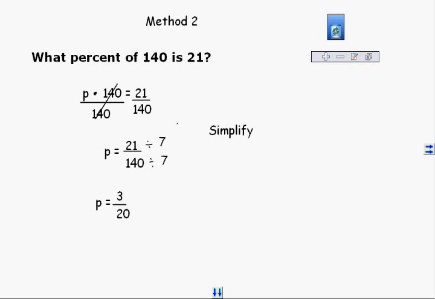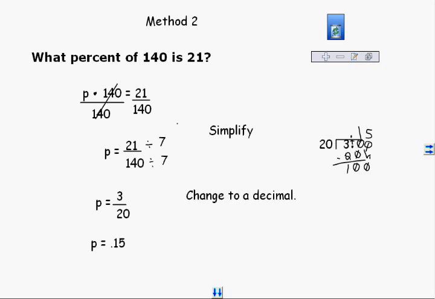I do need a decimal because I need to change this to a percent, because the question is not what fraction of 140 is 21. The question is what percent of 140 is 21. So, to change to a decimal, you divide top in, bottom out. There's my division. I get 0.15, but I need it as a percent. So I move the decimal 2 places to the right, 1, 2, and that gives me 15%.